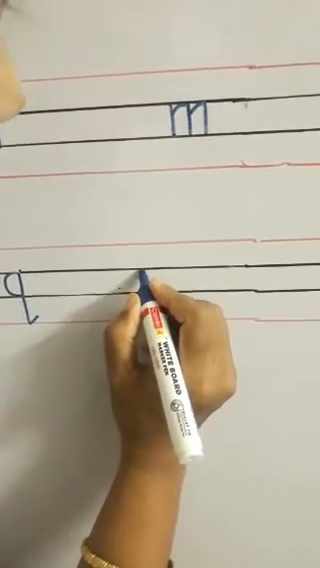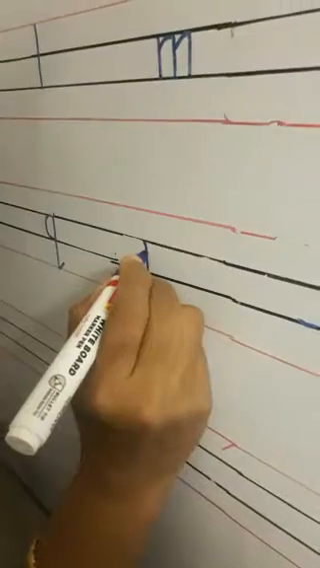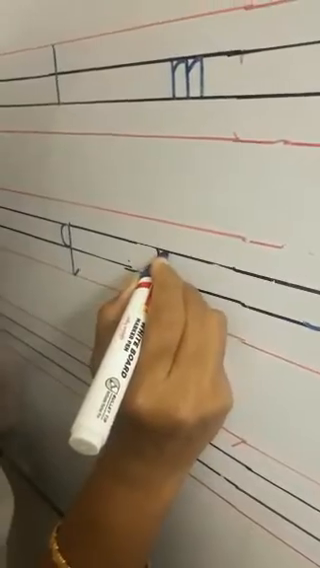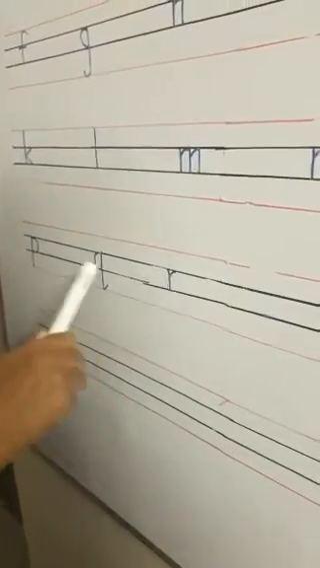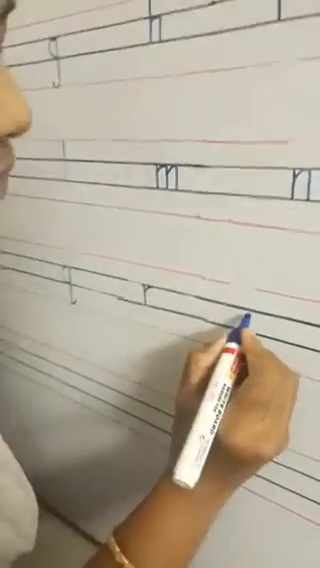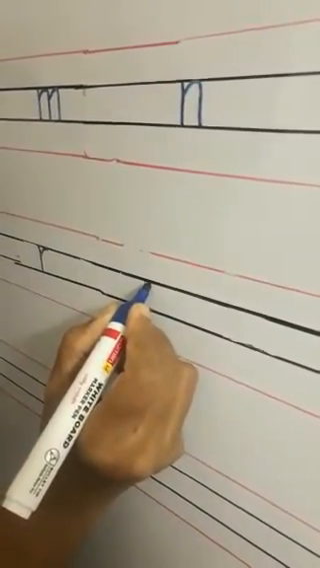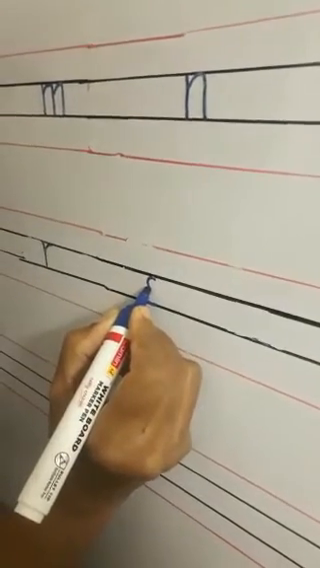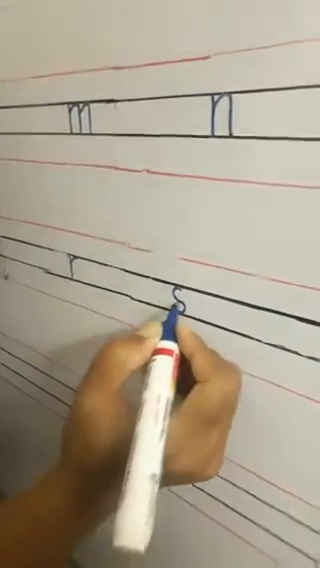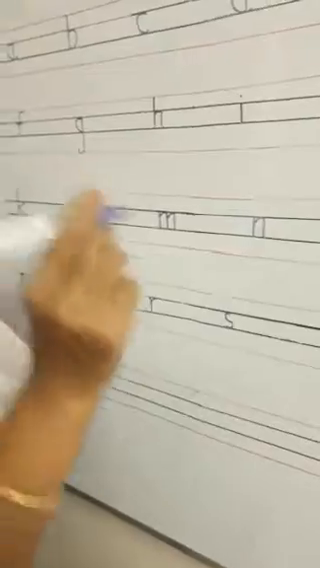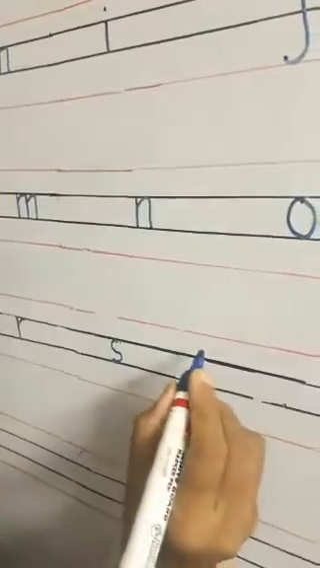Start from the middle and draw a standing line. Okay. Then again make a small curve. This is R. R after what, students? Q, R, S. Yes, good. For writing S, make a curve towards left and again one more curve towards right. Okay, this is S. S after T.